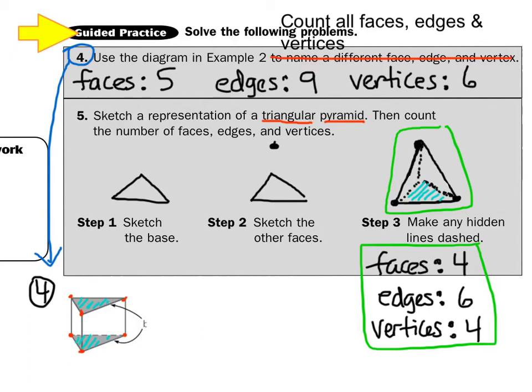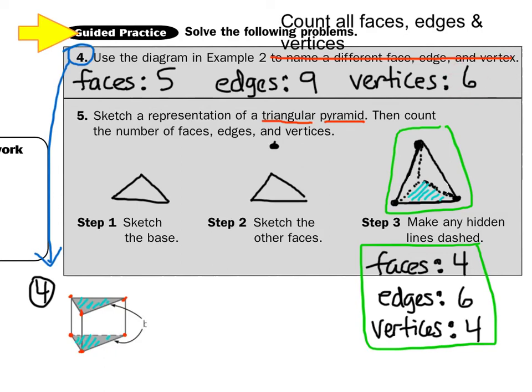Now for the edges, start at the base and count the edges. So I see 1, 2, 3 edges for the triangle, and then I start to go up. 1, 2, 3 edges going up, and then there's 1, 2, 3 edges for the ceiling. So 3 plus 3 plus 3 makes 9 edges. And then the vertices are the corner points, so I used my red on that. So I see 1, 2, 3 corner points at the base, and 1, 2, 3 corner points at the ceiling. So 3 plus 3 makes 6 vertices.